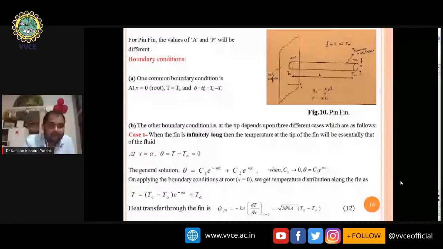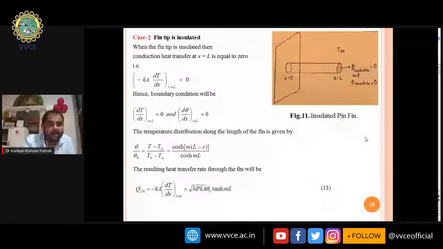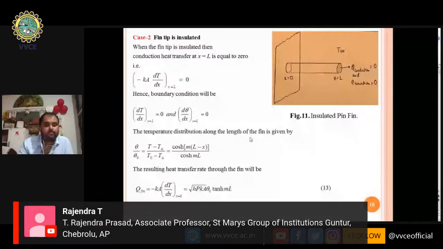And the other condition is when the fin tip is insulated. Fin tip insulated means at the tip, the convection and the conduction will be 0. This is at x equal to L, that means at this point Fourier's law of heat conduction gives 0. These two boundary conditions are generally known as derivative boundary conditions. Similarly, the temperature distribution can be obtained by this, and the resulting heat transfer rate we can obtain like this. These are already available in all standard heat transfer books.